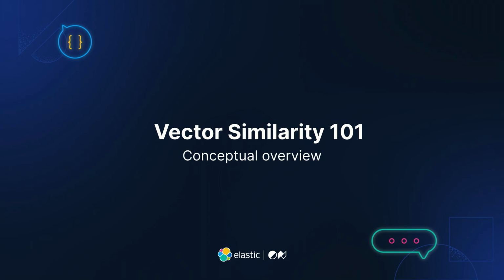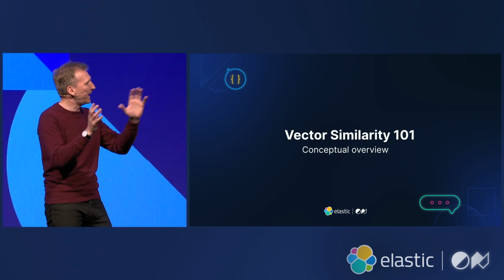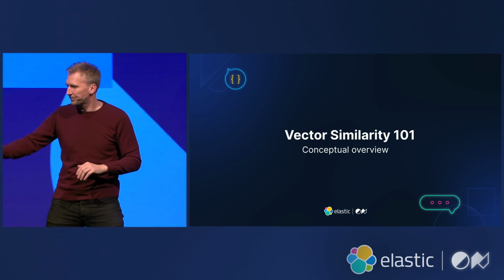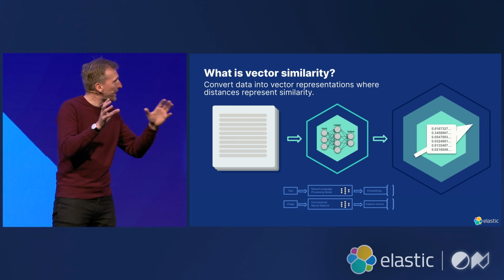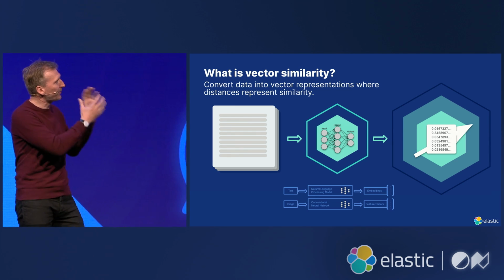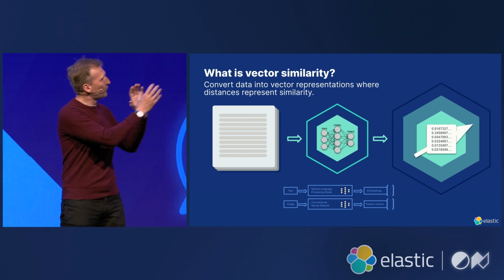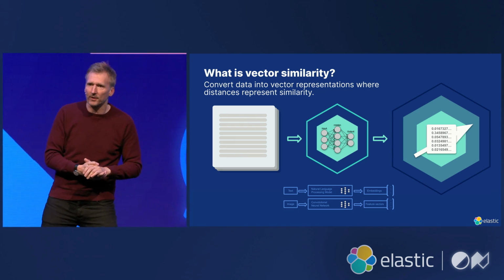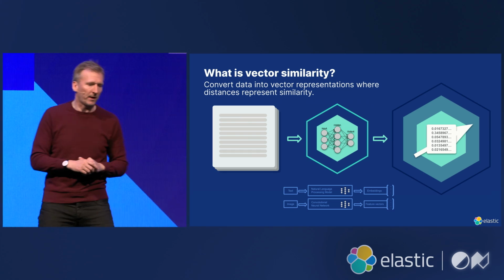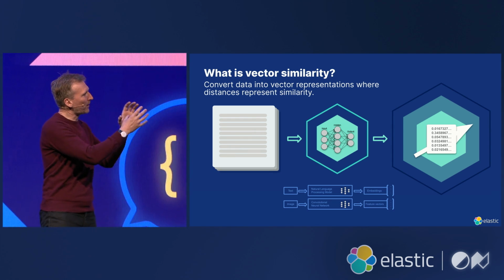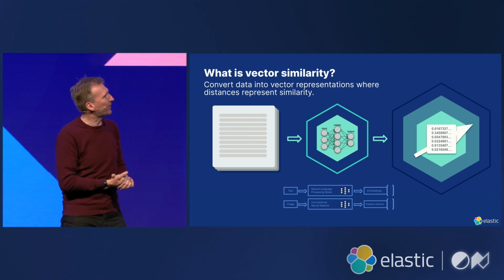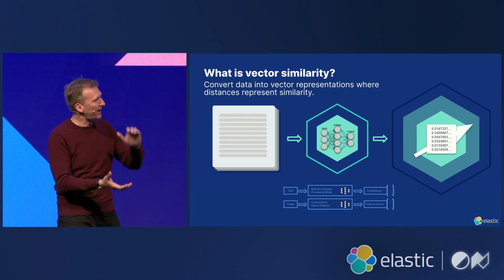Now I'm going to go into a bit of a conceptual overview of vectors, what we do in terms of machine learning models, and how we compare vectors and so on. Fundamentally, the basic thing we're doing here is taking your data and creating vector representations of it, and we're using machine learning models to do that. Really what we want is to use this machine learning model to capture the aspects of those documents and the data in these vectors.